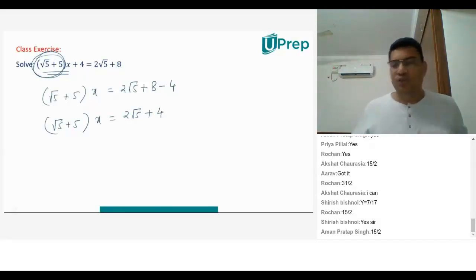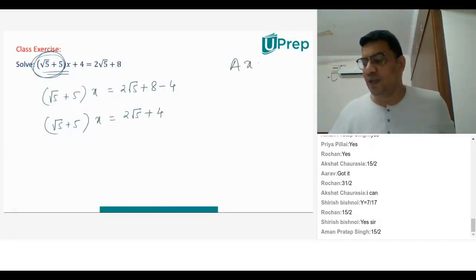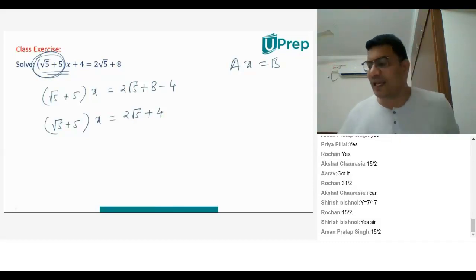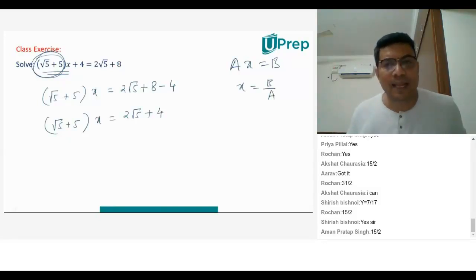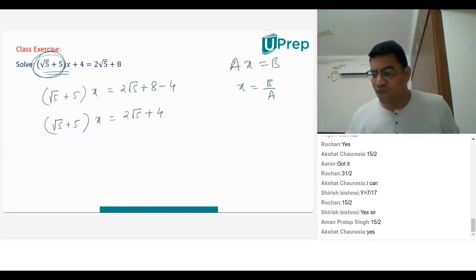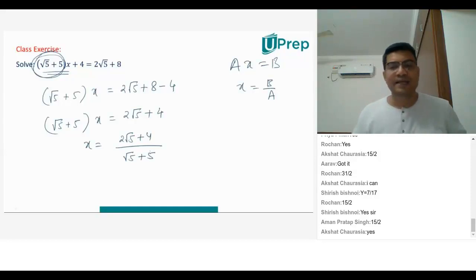Now you have what is called ax is equal to b. Whenever you have ax is equal to b, can I say that x is equal to b by a? Yes, I can. So you can see 2 root 5 plus 4. There is nothing to simplify here. Your value of x is simply this value 2 root 5 plus 4 in the numerator divided by this value in the denominator, which is root 5 plus 5.